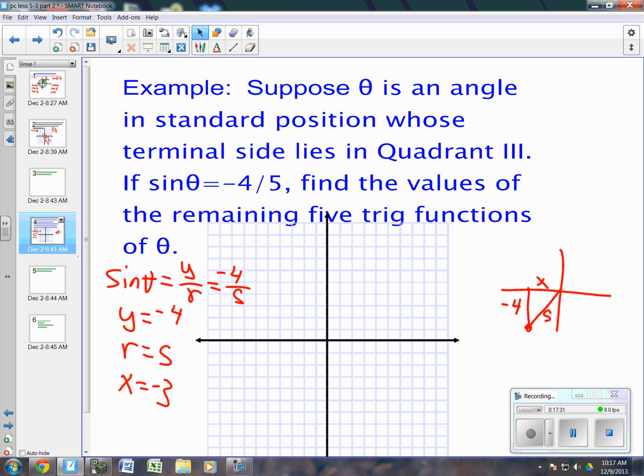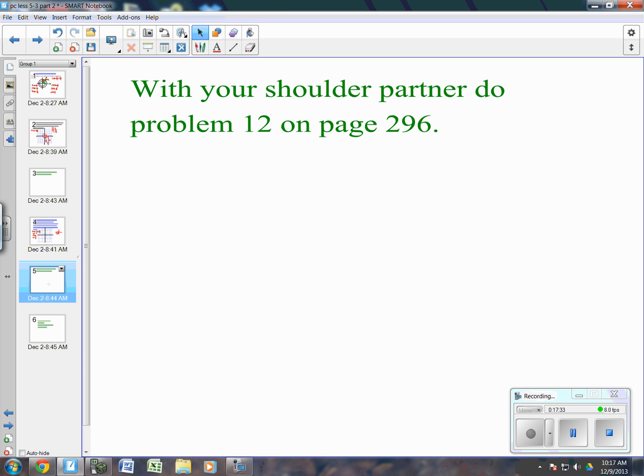Good job. Okay. Number 5, with your shoulder partner, do number 12 on page 296. Go.